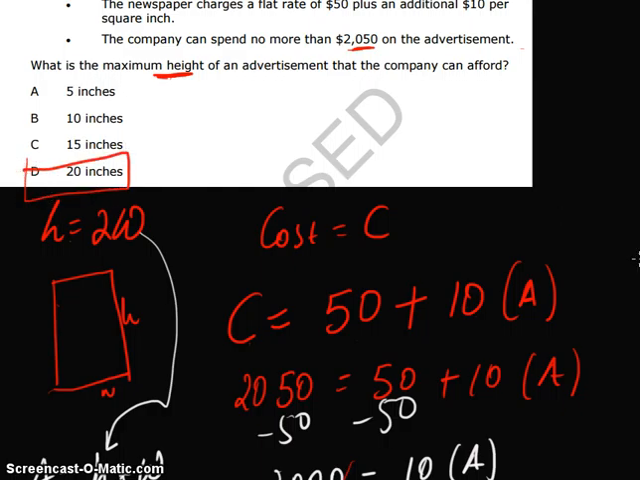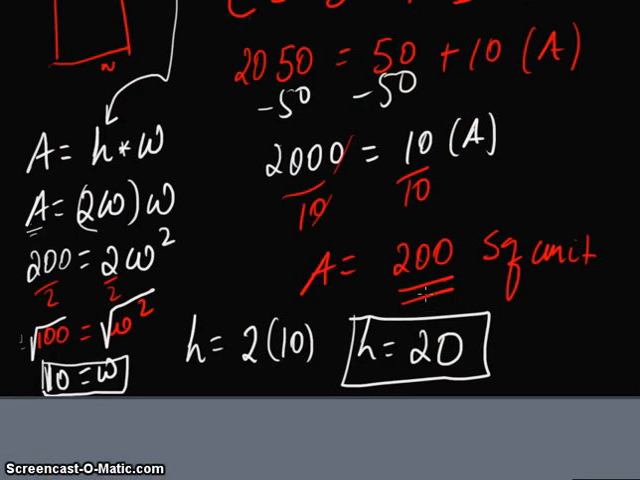So in summary, we wrote a cost analysis function, which is the $50 flat rate plus $10 for every square inch. Based on this, we calculated the maximum area they can afford with $2,050, which was 200. Then we used the area formula and rewrote height in terms of W. Eventually we plugged the width back in to get the height, which gives us 20 inches, and that completes the problem.